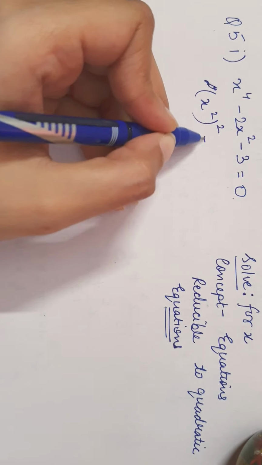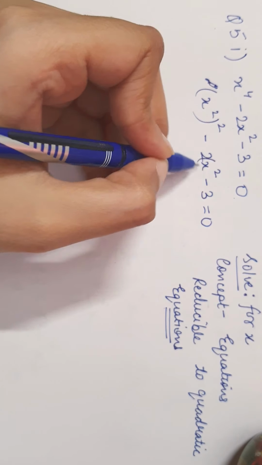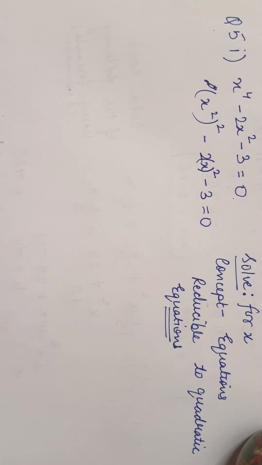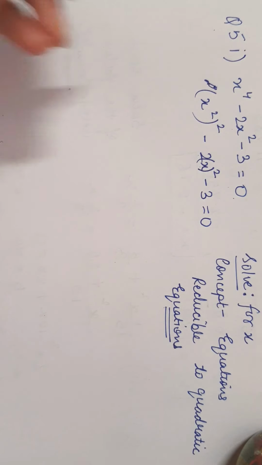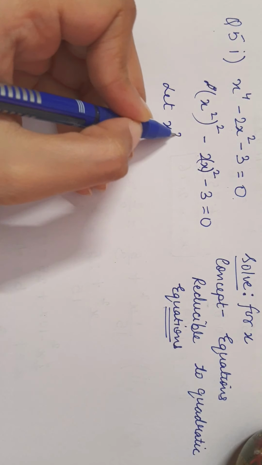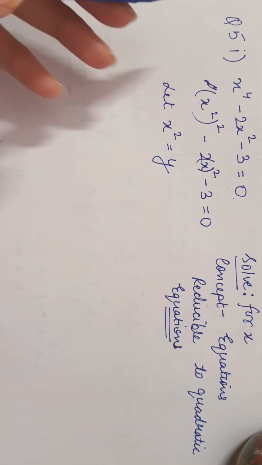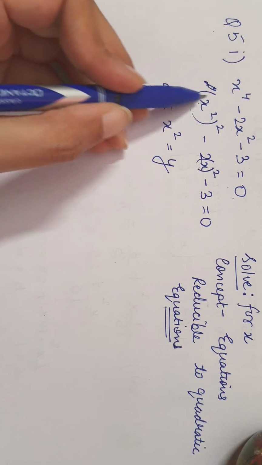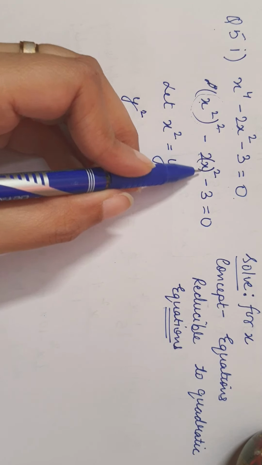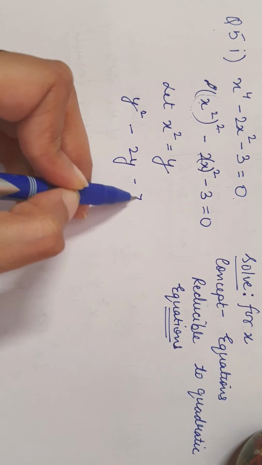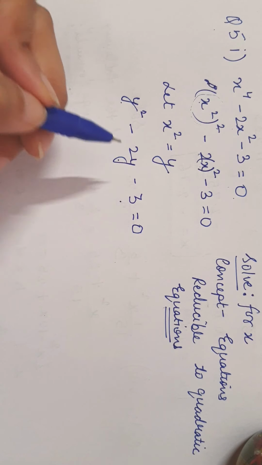This will again become x to the power 4, minus 2x square, minus 3 equal to 0. So now let x square equal to some variable, say y. In the place of x square I will substitute y. Y square minus 2y minus 3. So now this is a quadratic equation, that too in the standard form.